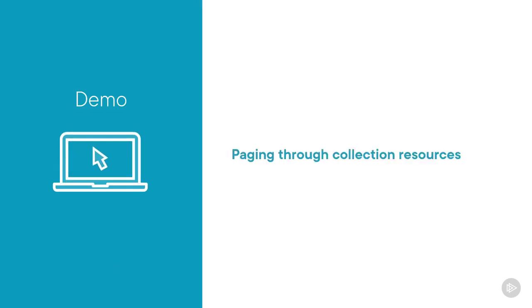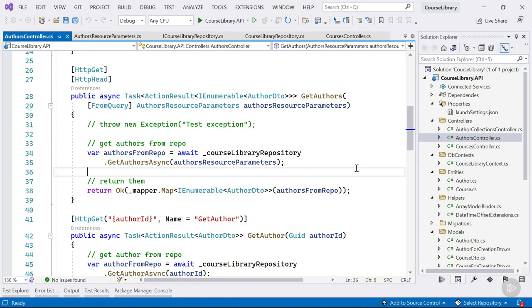In this demo, we're going to implement paging functionality. As an example, we'll do this on our authors collection. We're looking at the getAuthors action in the authors controller. Here we will want to accept two additional parameters from the query string, page number and page size.